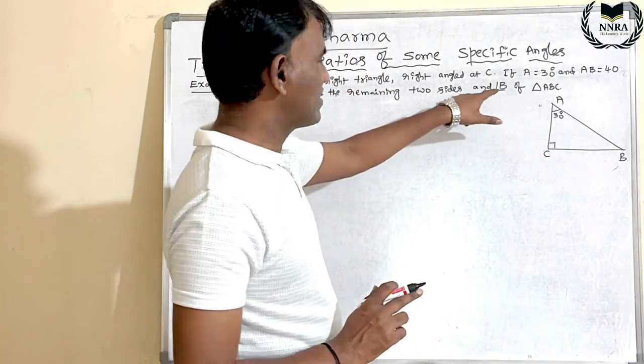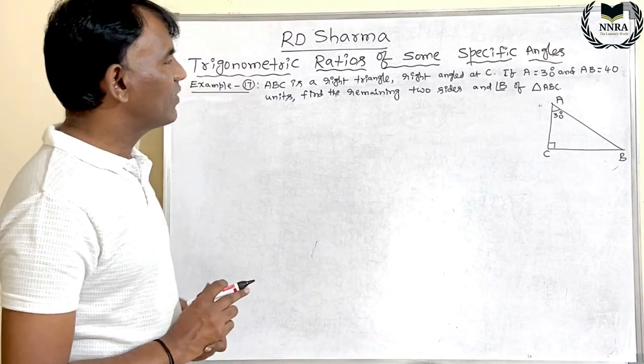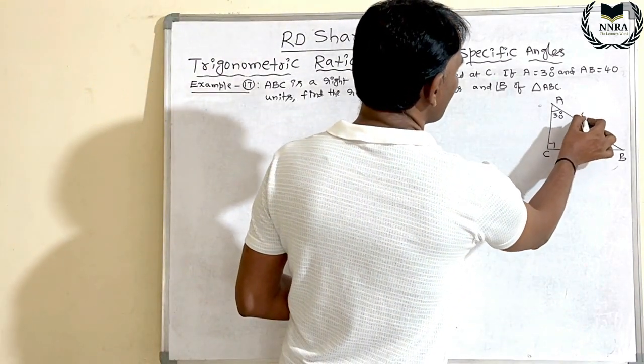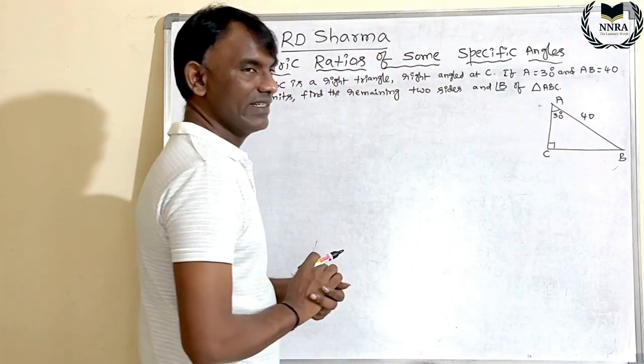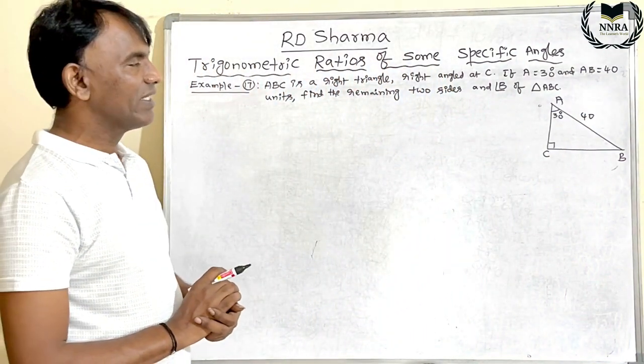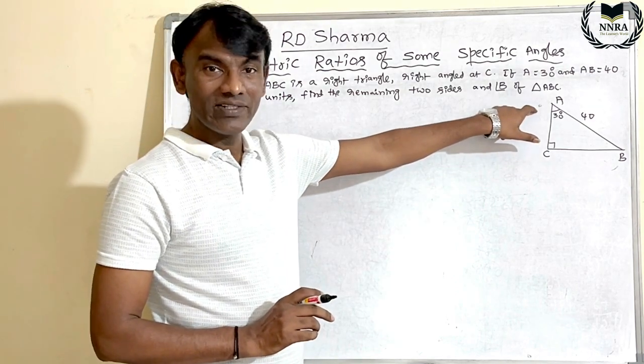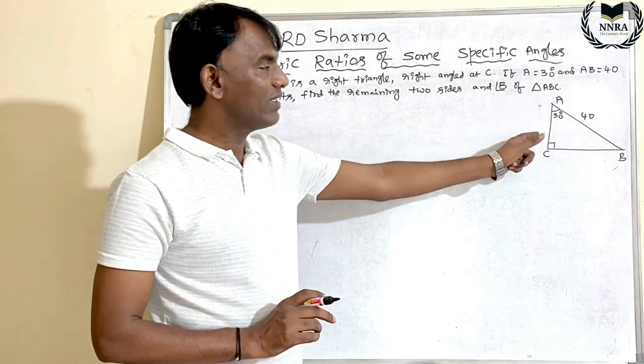But that is the last one. We'll write it later. And one more value is given. What is that? AB is given. What is the value of AB? It is 40 units. By using the Pythagoras theorem and this acute angle, we can find the remaining two sides.